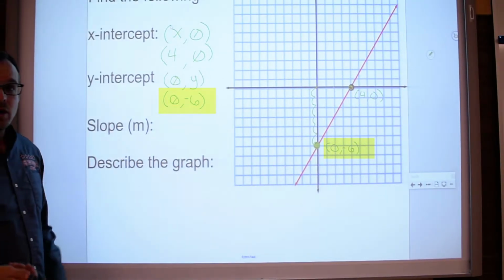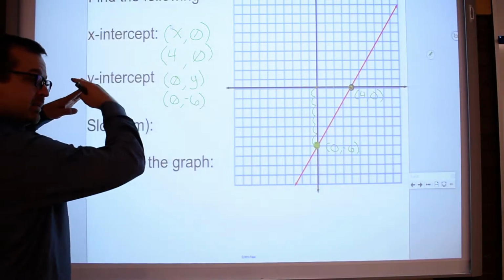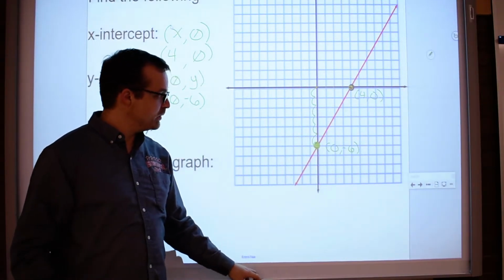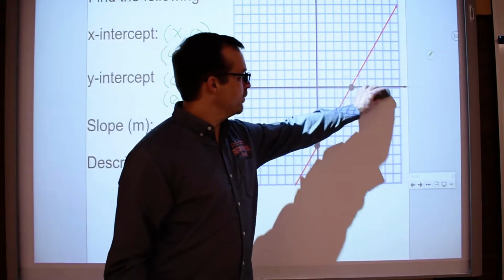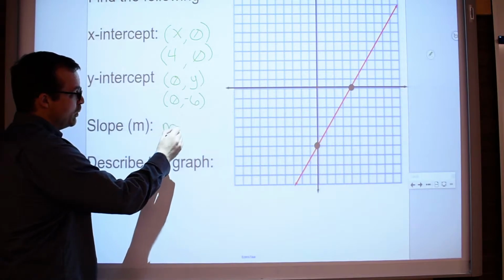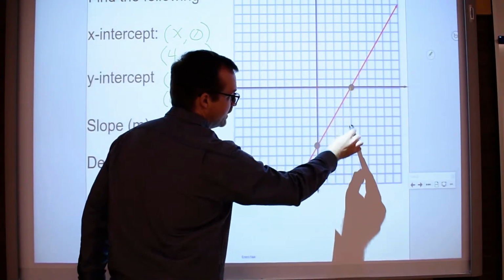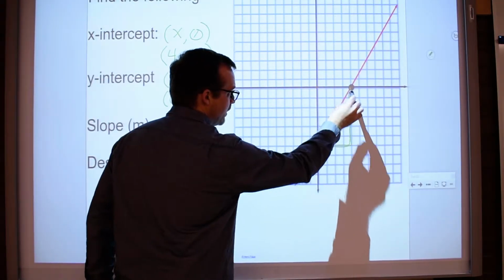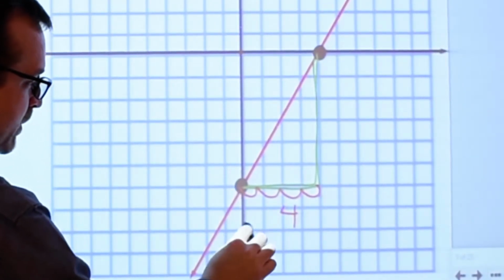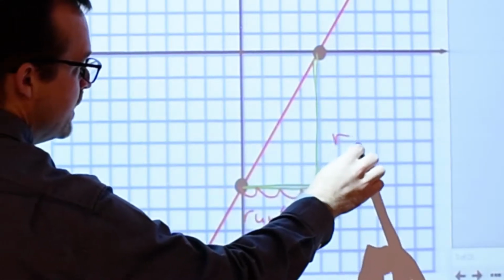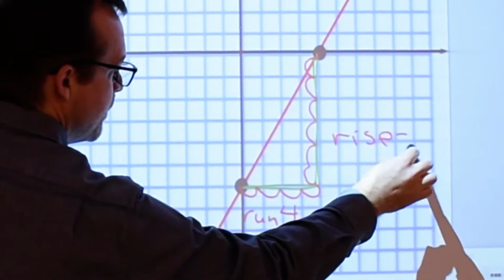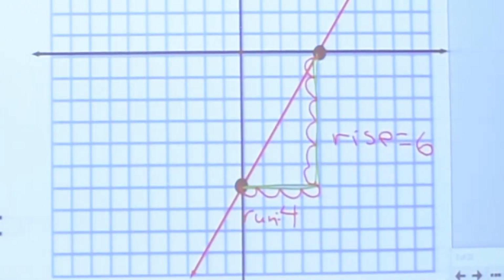The slope, I always go through the process of saying, is it positive, negative, no slope, or 0? This is a positive slope, and then we find the slope by doing the rise over the run, the change in y over the change in x. So the slope would be, I'm going to draw my right triangle in here really quick. Our run, it looks like, is 1, 2, 3, 4. That's my run. My rise is 1, 2, 3, 4, 5, 6. So my run is 4, my rise is 6.